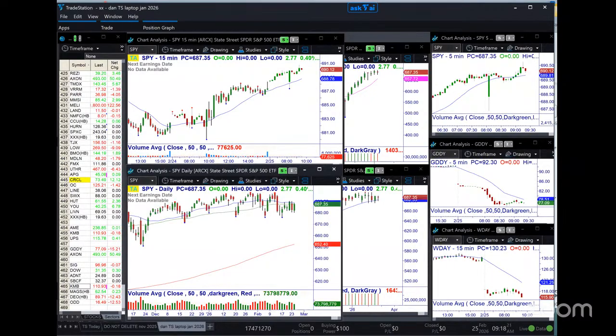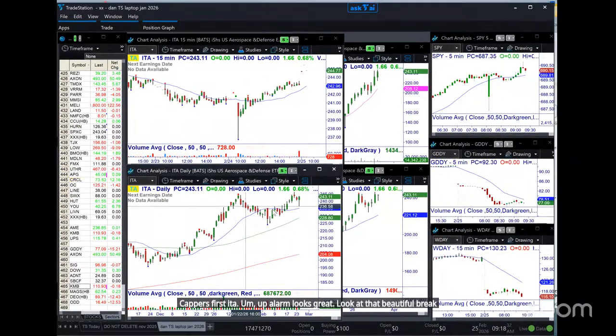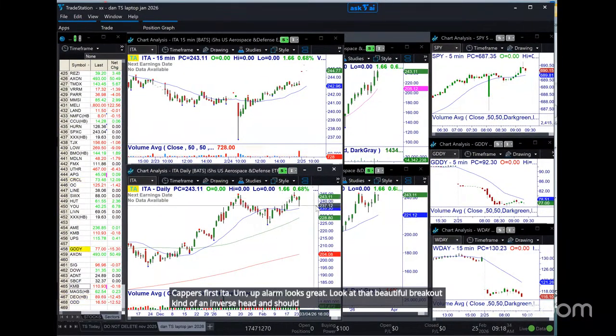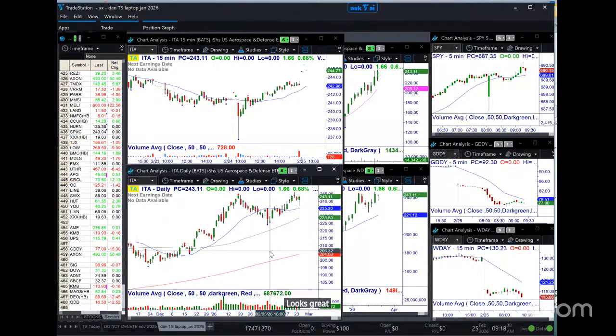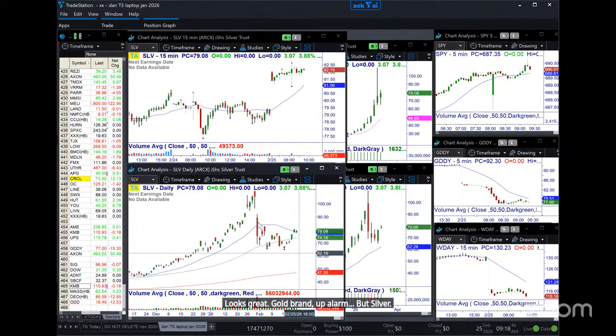All right. Gappers first, ITA. Up alarm looks great. Look at that. Yeah, the full breakout, kind of an inverse head and shoulder. Nice bottoming tail yesterday. Looks great. Gold, we're in, up alarm. But silver, well, I'd like silver to go.